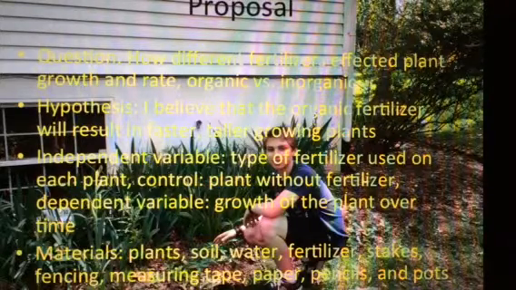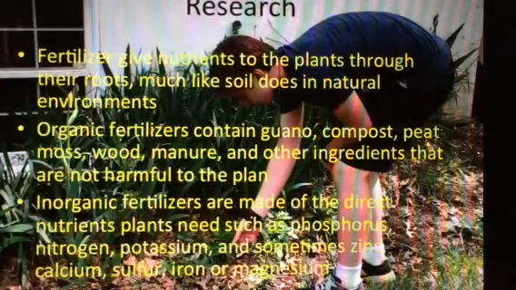The materials I used for this project were plants, soil, water, fertilizer, stakes, fencing, measuring tape, paper, pencils, pots, and of course time. The research part of my project. The research I had to do was decently extensive, but only the most important parts are listed in this project. For one, I found out that fertilizer is used to give the nutrients to the plants through their roots, much like soil does in natural environments. It just adds nutrients the plants do need that they can't always get from their environment.